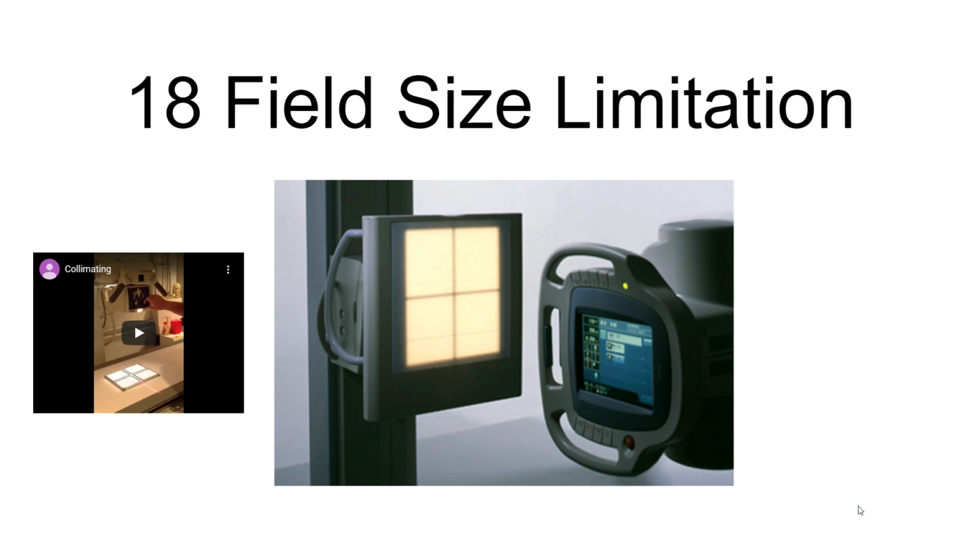All right. So here we go. Chapter 18, field size limitation, otherwise known as collimation. First of all, why do we collimate? Anyone? Reduce exposure. Reduce exposure, that's one.